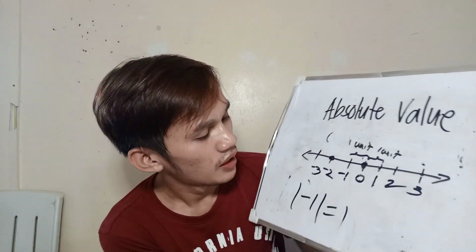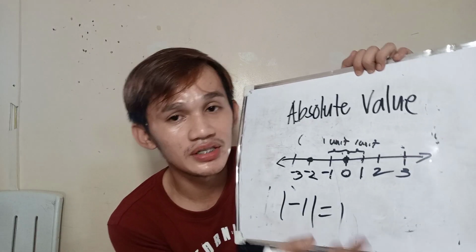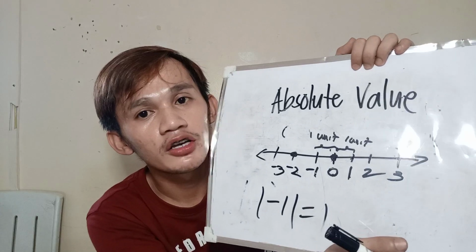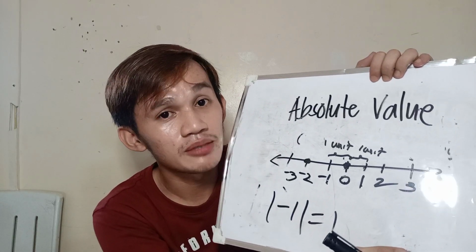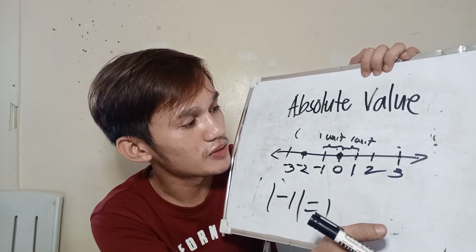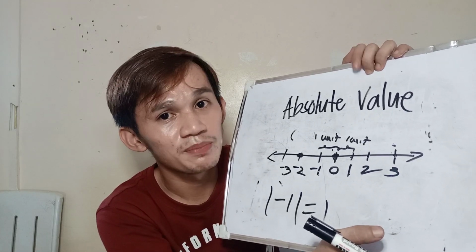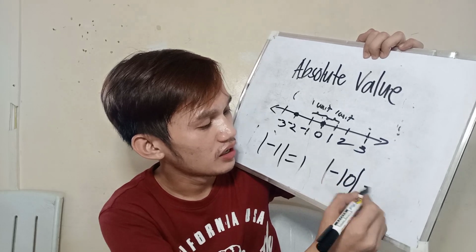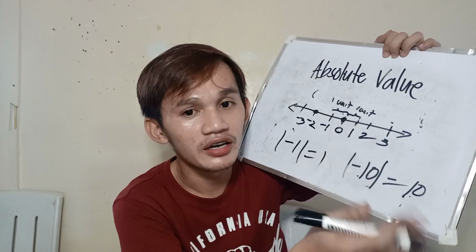Remember, the absolute value of all negative numbers and positive numbers are always positive numbers. Why? Because we are dealing with the distance. Meaning, that must always be positive because we don't have negative distance. The distance from 0 to any number is always a positive number. So if we have the absolute value of negative 10, that is positive 10.